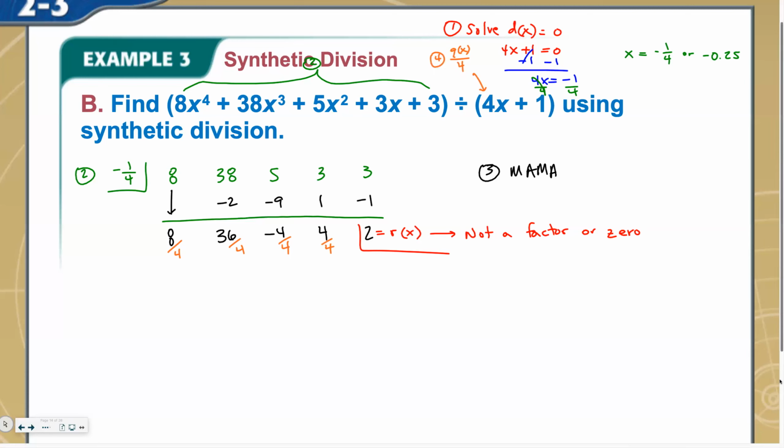And something I forgot to write down here. This was x to the 4th power. So when it drops, it becomes x to the 3rd power. So our quotient is 2x to the 3rd power plus, what's 36 divided by 4? 9. Good. And that'd be 9x squared. -4 divided by 4, -1. I don't need to write the 1 because I can just put -x. It's -1x. And then finally, 4 divided by 4 plus 1. Okay, and now the remainder is 2.